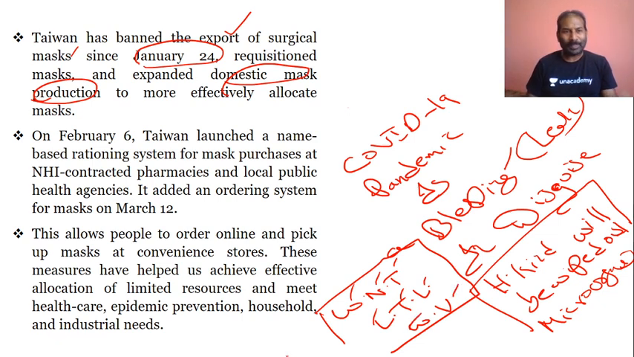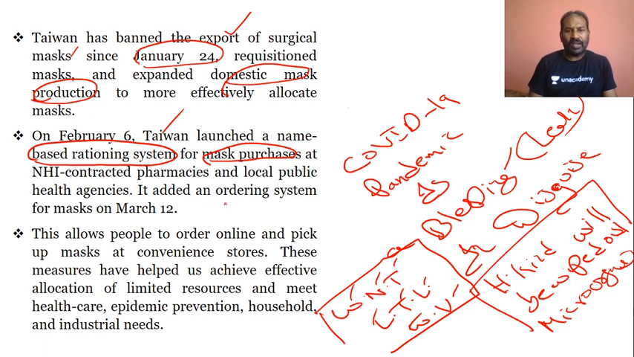Natural innovation. And on February 6th, Taiwan launched a name-based rationing system. Look at this, a name-based rationing system for mask purchase. That means you can purchase a mask, but you will have a name-based rationing system, wherein there will not be a demand for a particular mask, and then immediately you will have a shortage of masks.